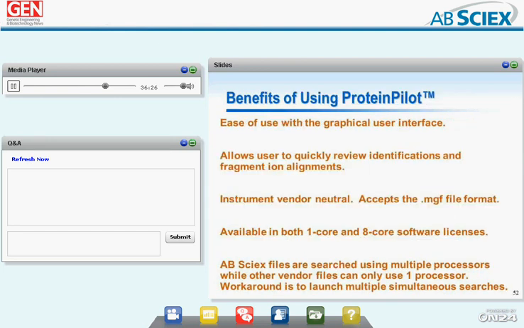Now, when we look at the benefits of using Protein Pilot, its main benefit that I think goes unheralded is its use of a graphical user interface and the ability to easily review your identifications and then easily click on and off fragments for easy viewing of your data. The other benefit of Protein Pilot is that it is instrument vendor neutral, and it does accept the MGF file format. It can be created in both a 1-core and an 8-core software license. In our house, we use the 8-core software licenses, which benefits from the ability to use multiple processors.